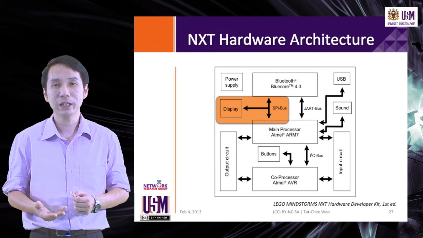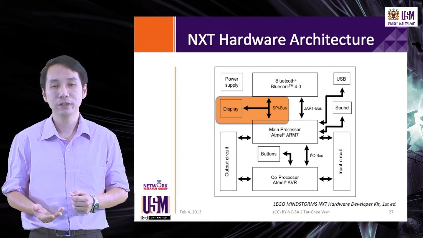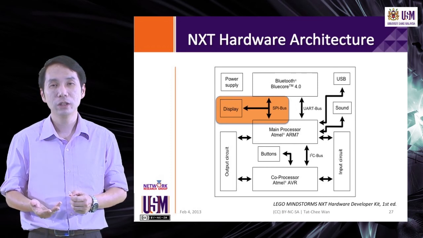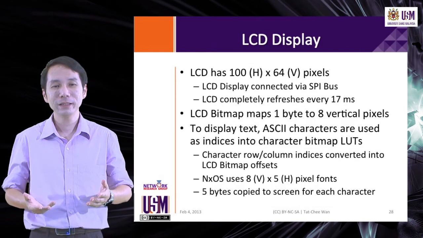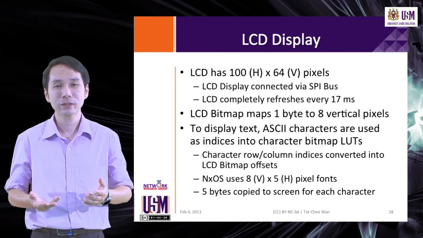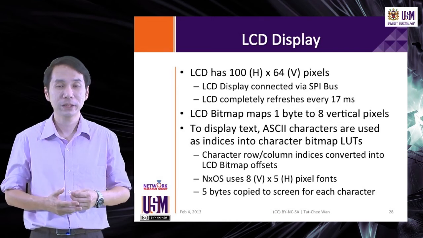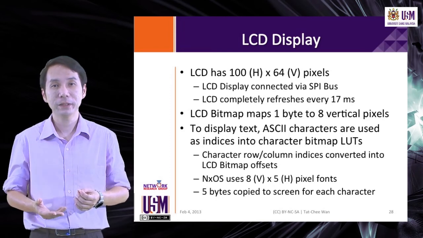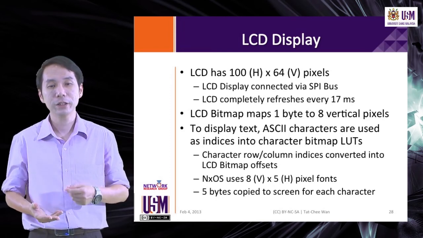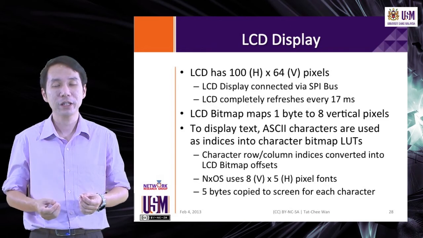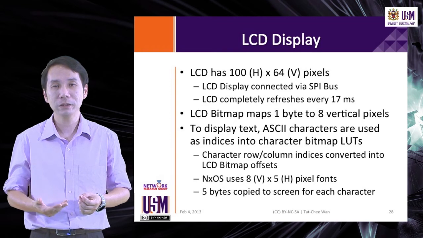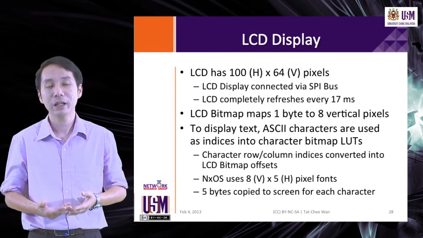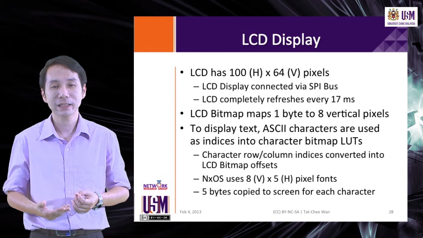This uses the SPI Bus for communications with it. In addition, the SPI Bus is also connected to the Bluetooth or BlueCore module. The LCD panel has 100 pixels horizontally and 64 pixels vertically. This display is connected via the SPI Bus as mentioned previously. In addition, the LCD is completely refreshed every 17 milliseconds, meaning that the entire image presented to the LCD panel is updated once every 17 milliseconds.